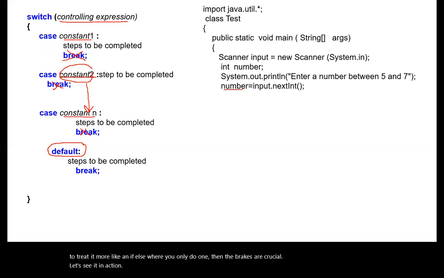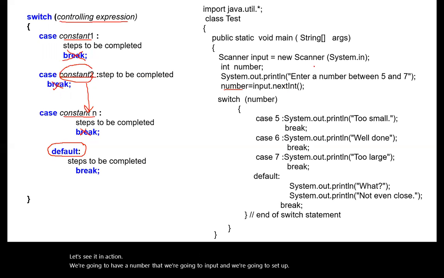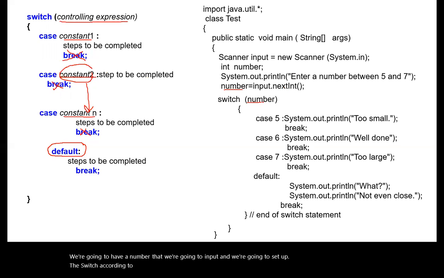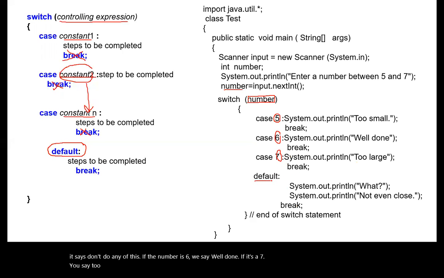We're going to have a number that we're going to input, and we're going to set up the switch according to that number. So this is the variable that determines what we do. If we type in the number 5, we're saying, no, your number's too small, and the break exits the switch statement. So it says, don't do any of this. If the number is 6, we say, well done. If it's a 7, you say too large. The default is, please type in something useful.